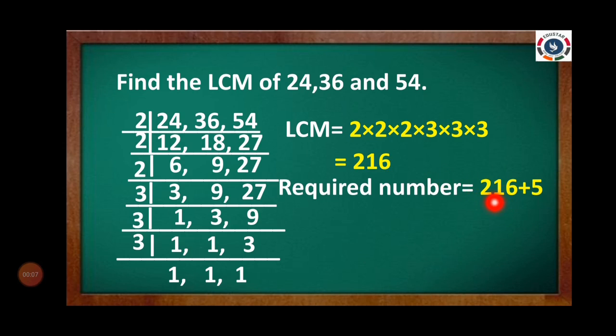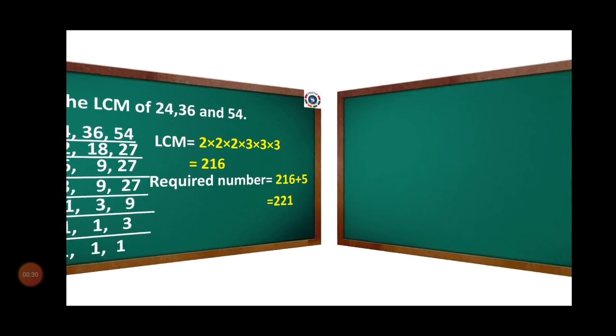Already I told, no. Required number is equal to LCM of 24, 36 and 54 plus 5. So we found the value of LCM, 216. Then already we have 5. That remainder you should add with the LCM. So finally we get 221. This is the answer. And then example 3.